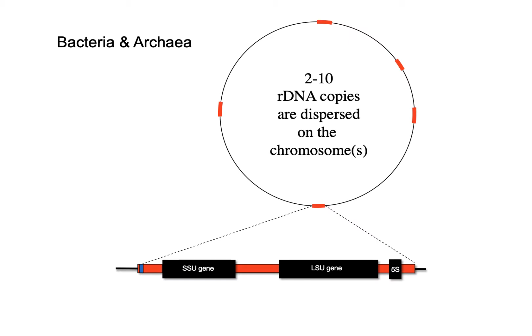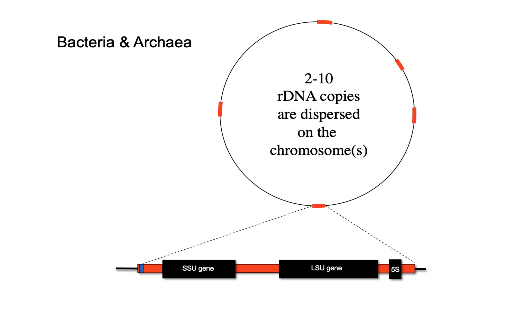In bacteria, usually there are multiple copies, although not always. And they're dispersed. So in E. coli, it's 7 copies. There are a few bacteria with only 1 copy of the ribosomal genes, and they divide very slowly.